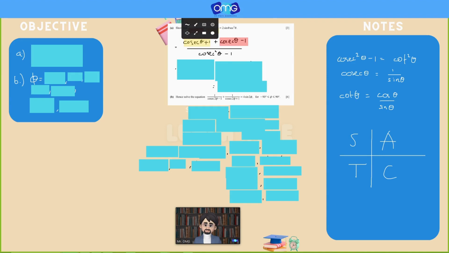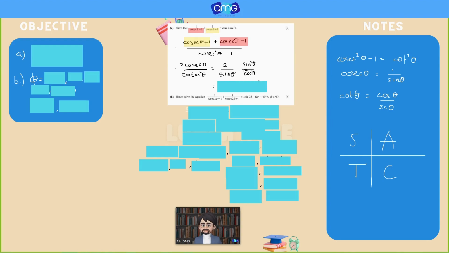If we add them both, the plus 1 and minus 1 will be crossed out. That will make 2 cosecant over cosecant squared minus 1, which is cot squared theta. Cosecant we make into 1 over sin, which is 2 over sin, while cot squared becomes cos squared over sin squared. If we cross this out, we get 2 sin times sec squared, where 1 over cos equals sec theta. And that's proven.